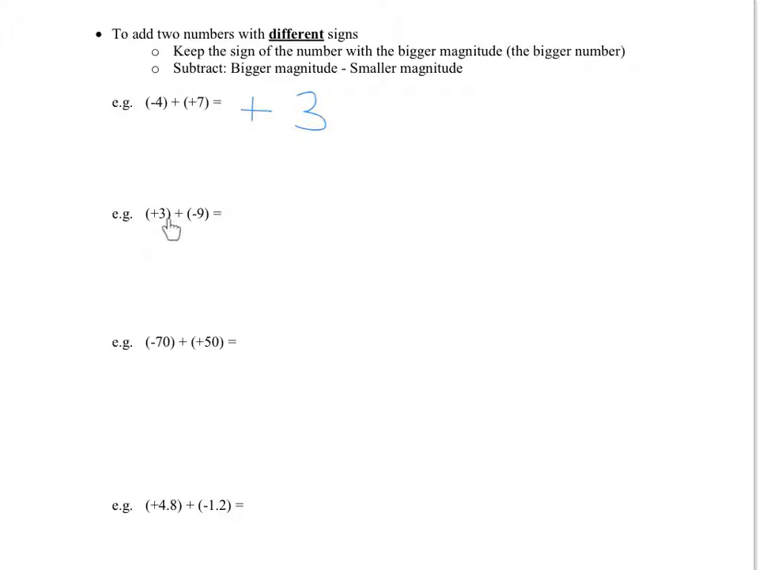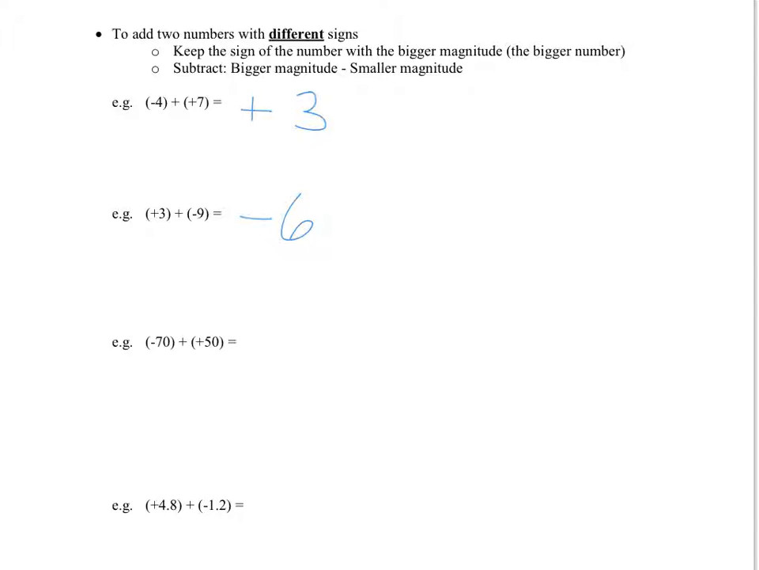So which number has a bigger magnitude? Well, 9 is a bigger number than 3 is, so we have negative as our answer because 9 has a negative sign, and then we subtract the big magnitude minus the small magnitude. So 9 minus 3 gives us 6.